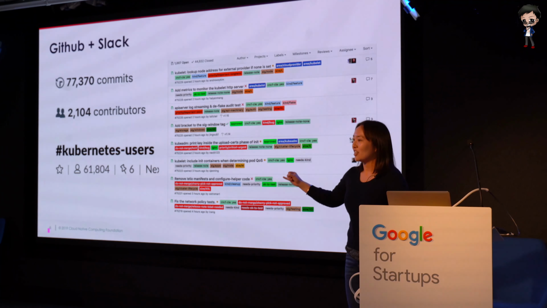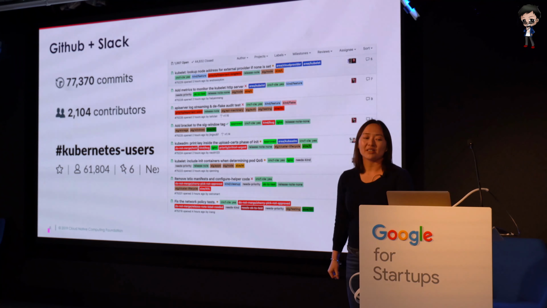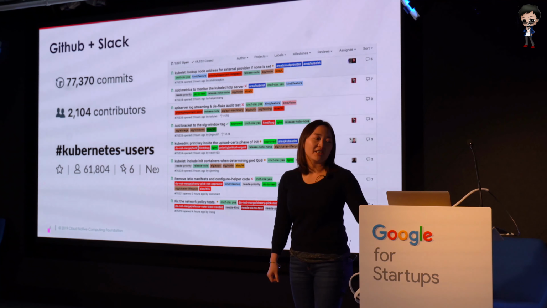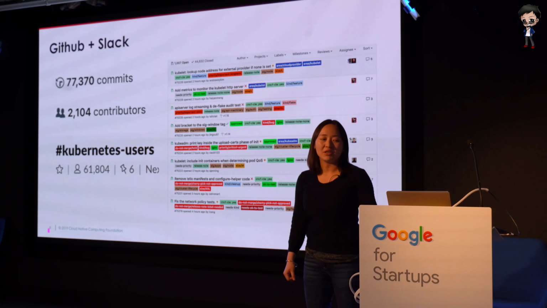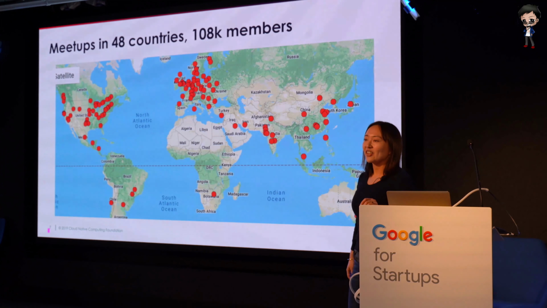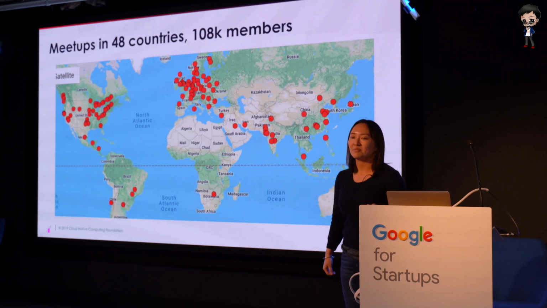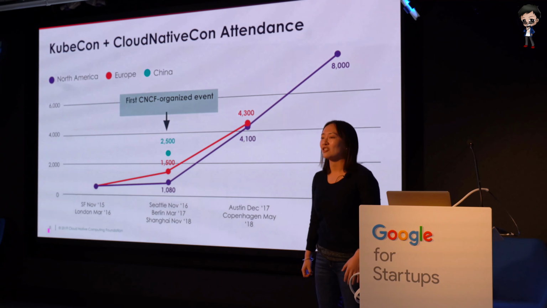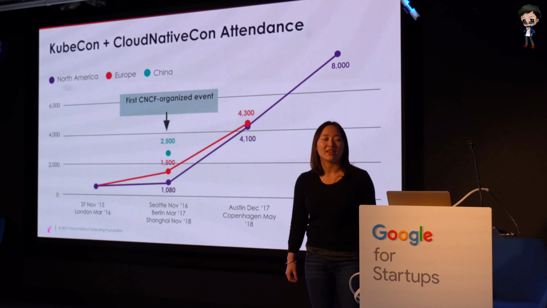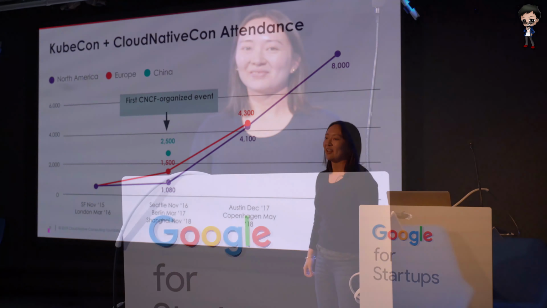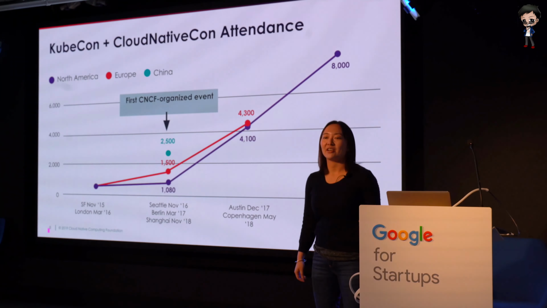The Kubernetes GitHub repo has 77,000 commits from more than 2,000 contributors. And the Kubernetes Slack channel has 62,000 users on it at the moment. This is what the issue pages of Kubernetes look like. There are meetups in 48 countries, more than 108,000 members of these meetups. KubeCon, CloudNativeCon, which is the biggest conference around Kubernetes and cloud native, has been growing every time it's been run. The last one in Seattle was attended by 8,000 people. The one coming up in Barcelona in 3 weeks' time is going to be about 10,000 people.